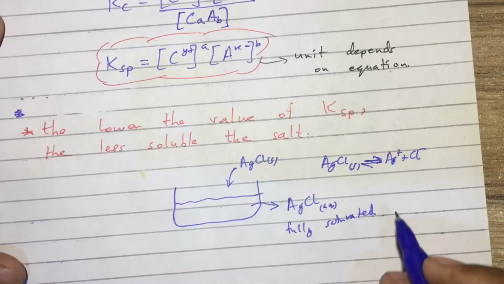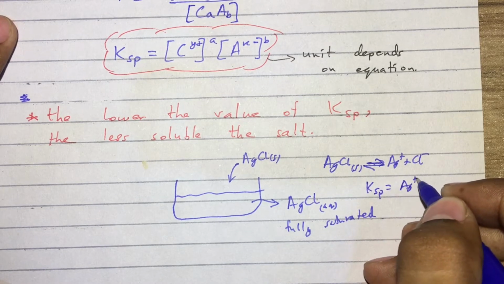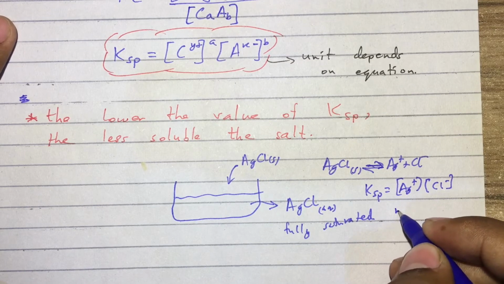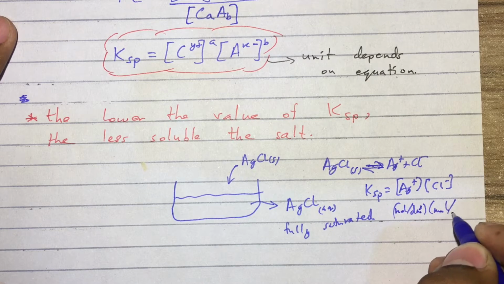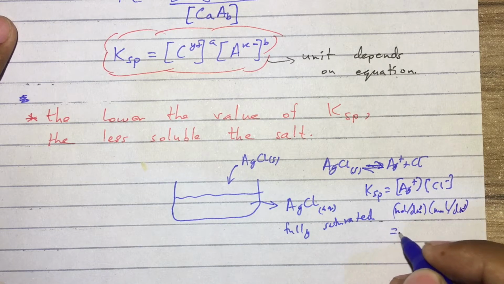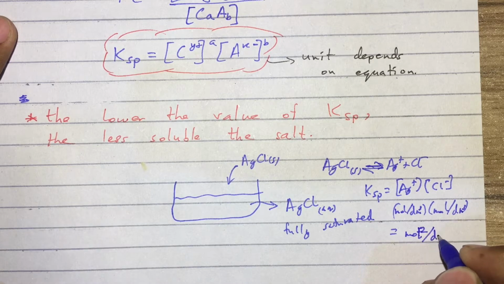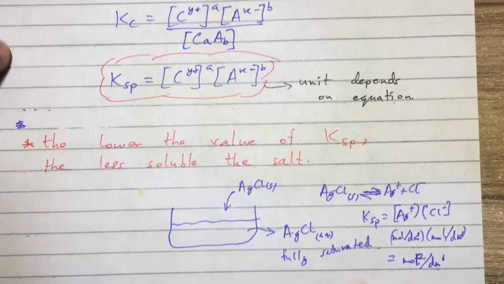For example, in this case, Ksp would be Ag plus concentration times Cl negative concentration. So the units would be mole per dm cube times mole per dm cube. So the units would be mole square dm power 6. So it depends on the equation, the number of moles of the ions.